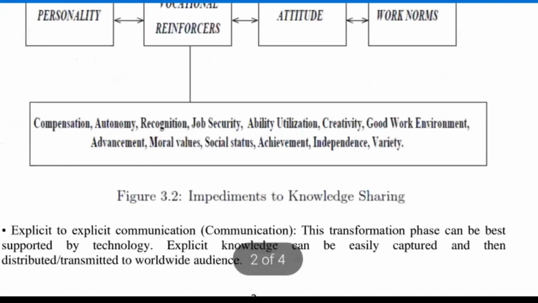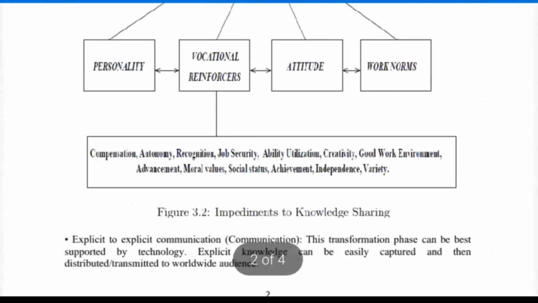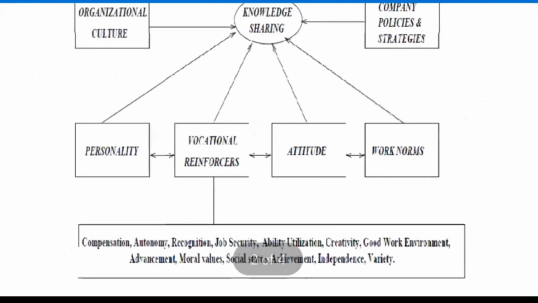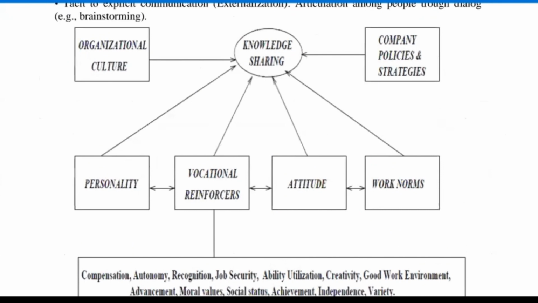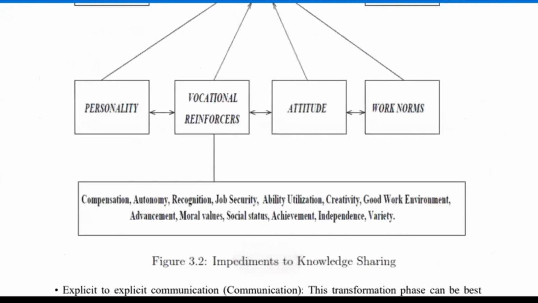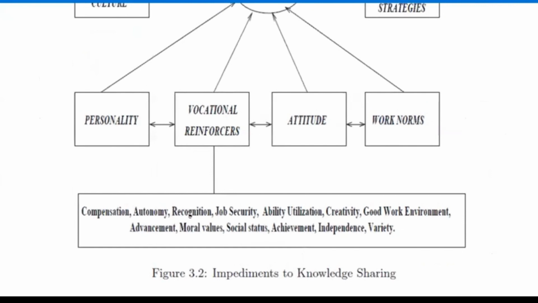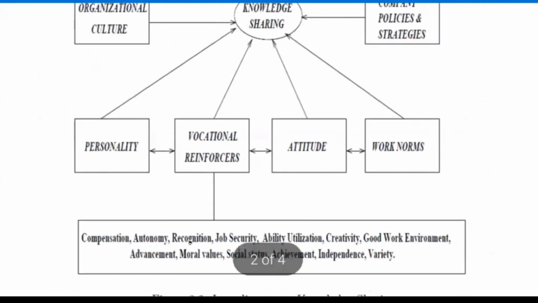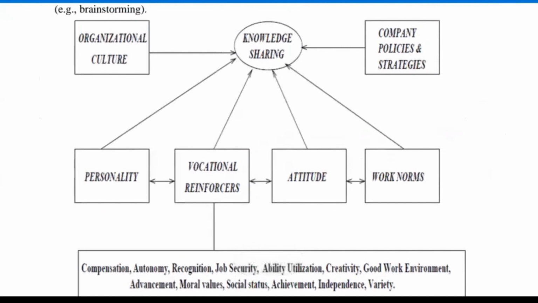Now we will understand this block diagram, which is about knowledge sharing and impediments to knowledge sharing. What we mean by impediments is the hindrance to knowledge sharing. What is ideally expected is that the organization culture should stimulate knowledge sharing, and company policies and strategies should be there for knowledge sharing.